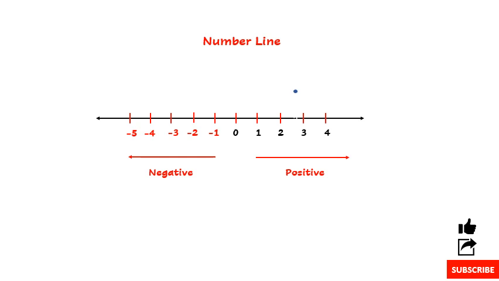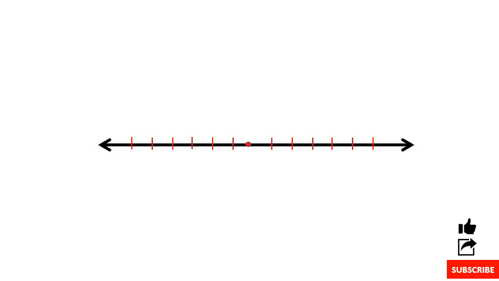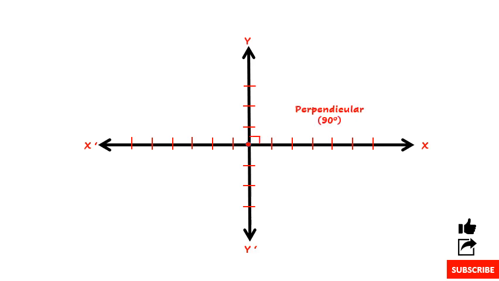But how do we plot a point H that does not lie on the number line? To plot the point, we need a two-dimensional plane or the coordinate plane. We draw two lines perpendicular to each other. The point at which the lines intersect is known as the origin or the starting point, similar to the number line. The origin is also the center of both the lines.